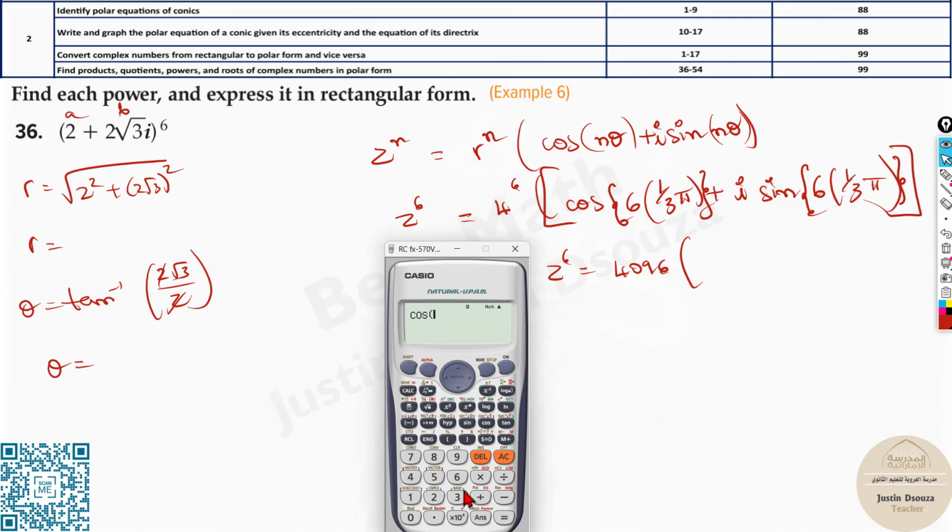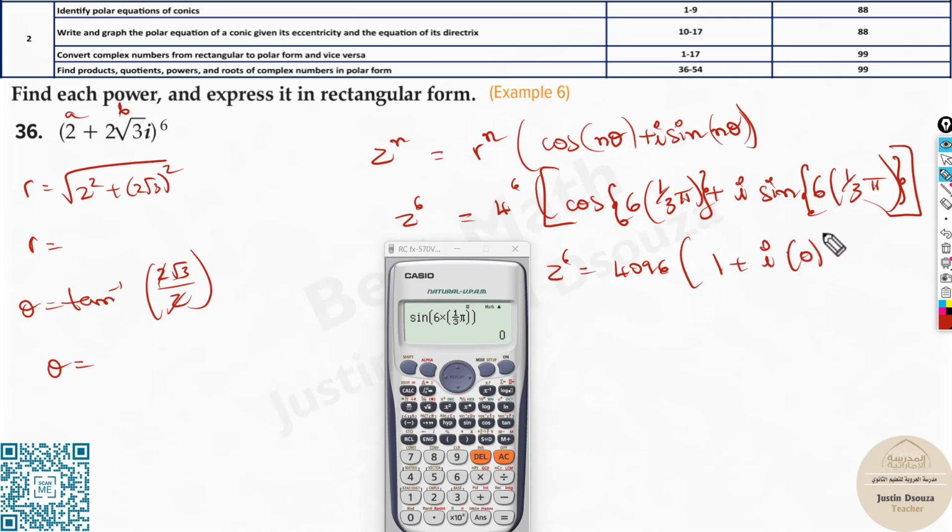Cosine 6 times 1/3 pi, or you can just put the bracket, it's fine, or you can do this, it's 2 pi over here because 6 times 1/3 is 2, 2 times pi is 2 pi directly, but let me write it out over here. Close the bracket twice because once for the cosine and once over here multiplied with 6, and the answer is 1. So let me write it as 1 plus i. What about sine? All I do is leave that as it is. Just change the cosine from here, delete it and make it sine. And the answer is 0.